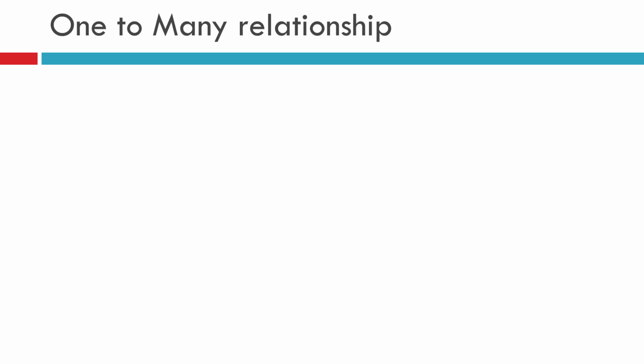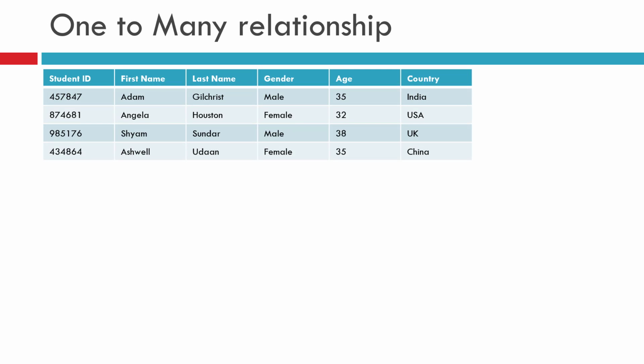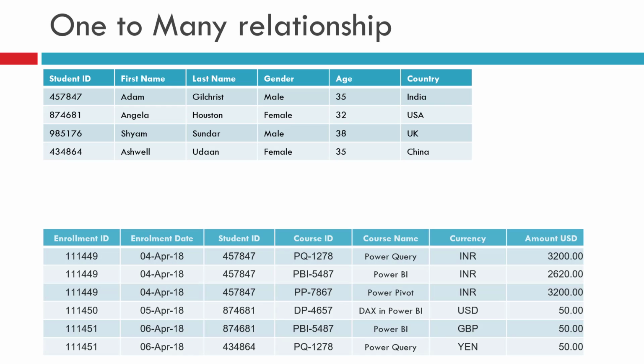To record enrollment details, it might maintain two tables. First one is the students table, which contains details about students, and second is the sales table, which contains details about enrollment done by students in various courses. Now we would like to create a relationship between these tables so as to perform our analysis.